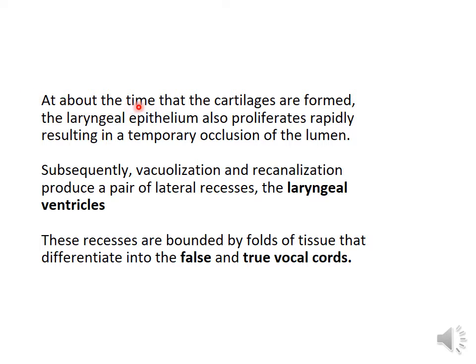At about the time that the cartilages are formed, the laryngeal epithelium also proliferates rapidly, which causes temporary occlusion of the lumen. Later on, vacuolization and recanalization produce a pair of recesses named the laryngeal ventricles, and these are bounded by folds of tissue which differentiate into false and true vocal cords.